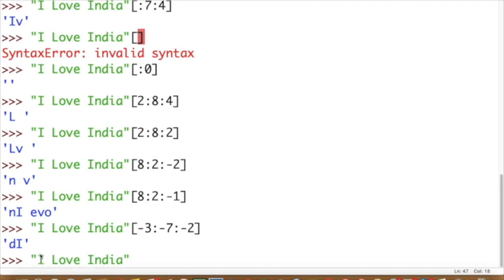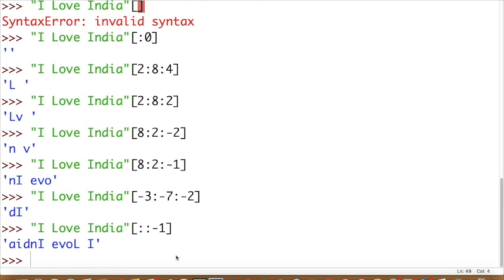Now let us go for the next example. We have minus 3 colon minus 1. Now this is a very important example in slicing, right? It is a very awesome piece of Python code, where we have only a negative jump and we are not mentioning the starting and the ending index. So it just reverses the whole string.